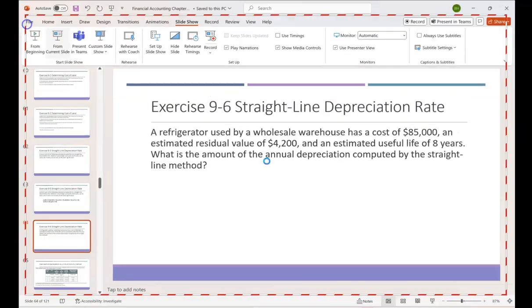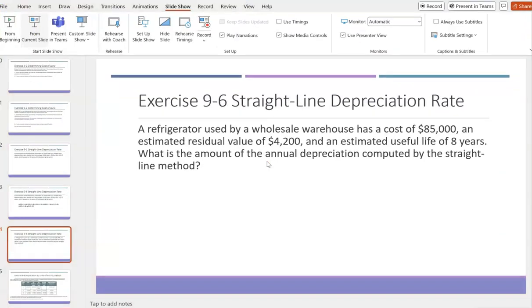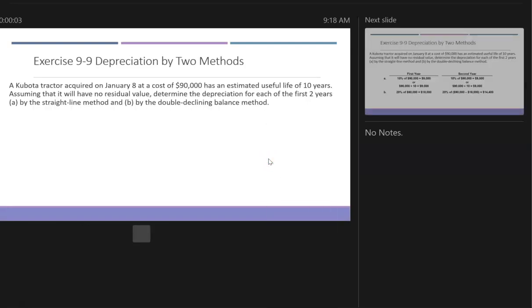Next. A Kubota tractor acquired on January 6th at a cost of $90,000 has an estimated useful life of 10 years. Assuming that it will have no residual value, determine the depreciation for each of the first 2 years by the straight line method and by the double declining balance method. I'm going to run to the restroom real quick. I want everyone to try this, okay?